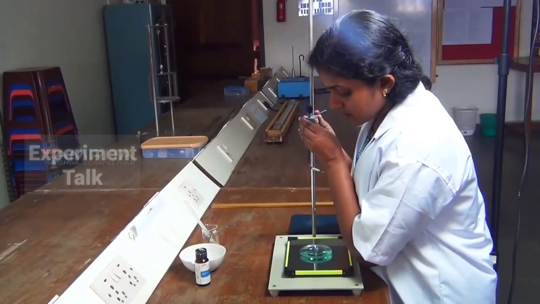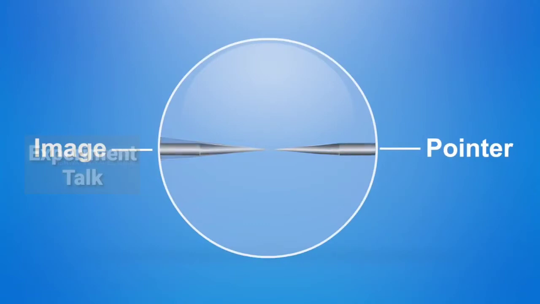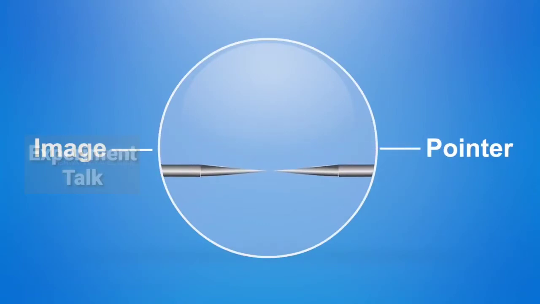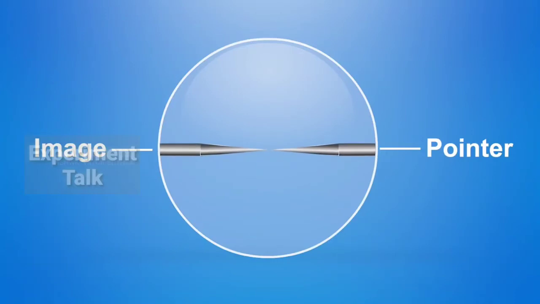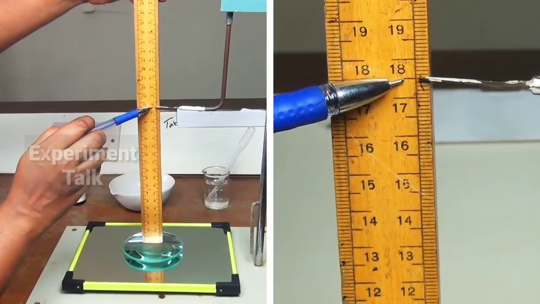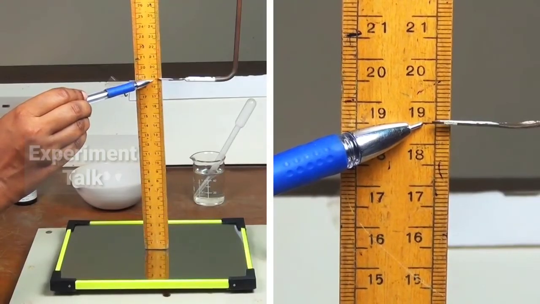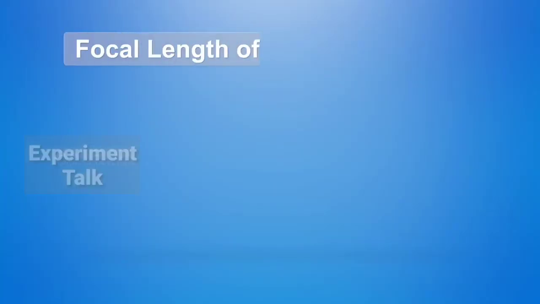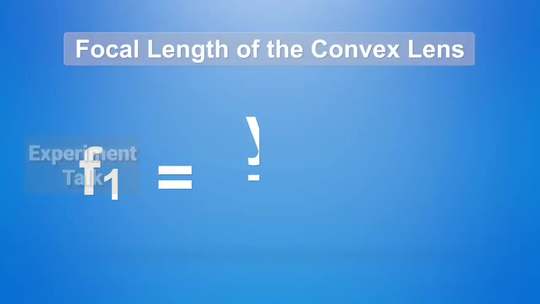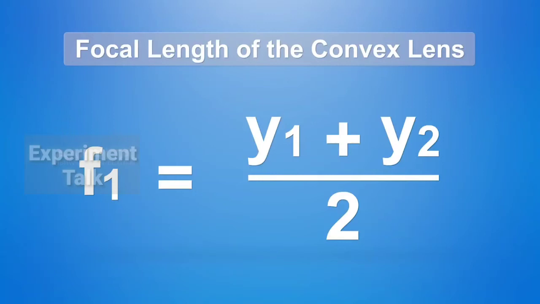The height is further adjusted so that the image coincides with the tip of the pointer without parallax. The image and object will be of the same size. The distances of the pointer from the top, y1, and bottom, y2, are measured. The average of these values gives the focal length f1 of the convex lens.